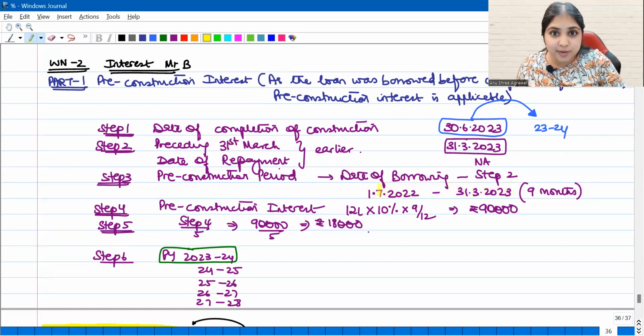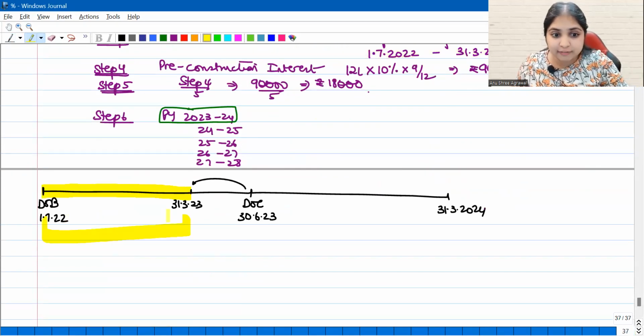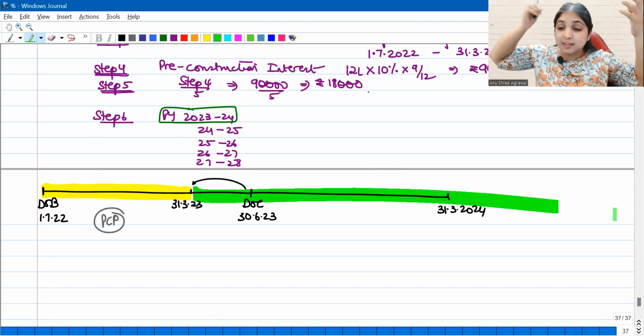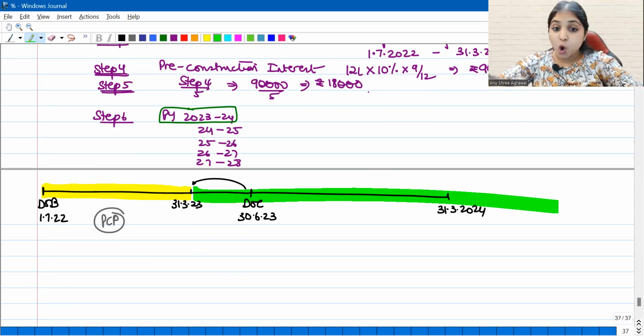1st July 2022 to 31st March 2023. Same thing, only I've shaded over here. 1st July 2022 to 31st March 2023. This period is your pre-construction period, right? Now tell me, 31st March onwards, what should I call it? Should I call it post-construction period?